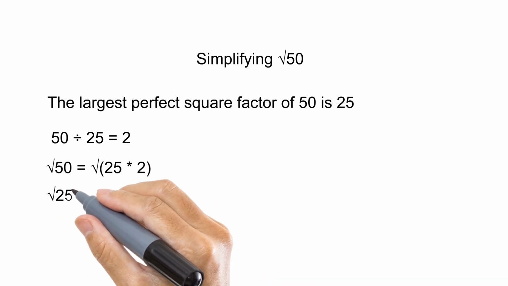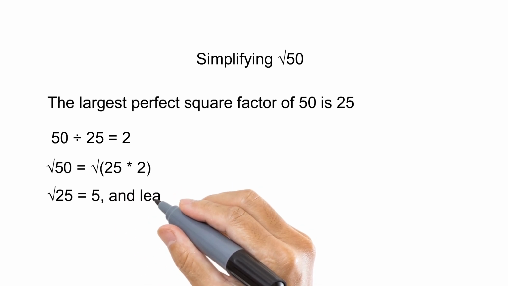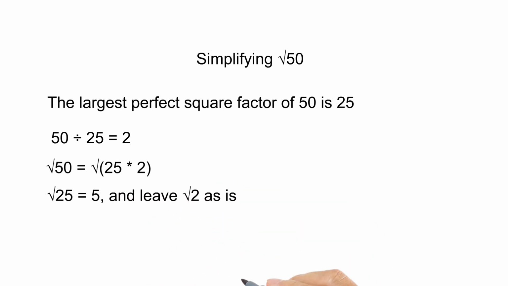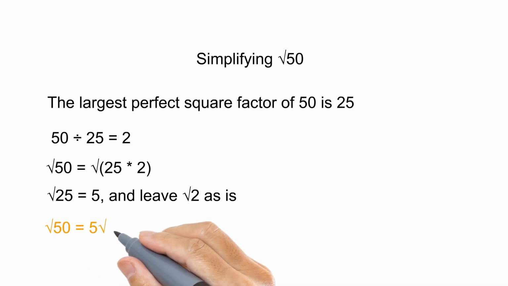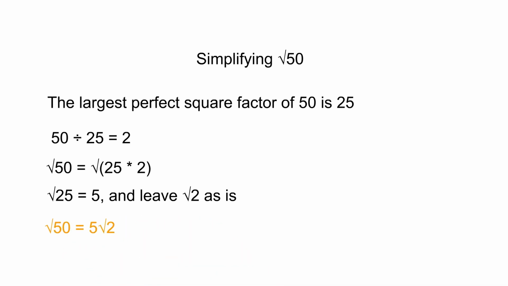Step number 4, simplify the square root of 25, which equals 5, and leave the square root of 2 as it is. So we get the answer: the square root of 50 equals 5 multiplied by the square root of 2. We don't write the multiplied by sign in the answer.